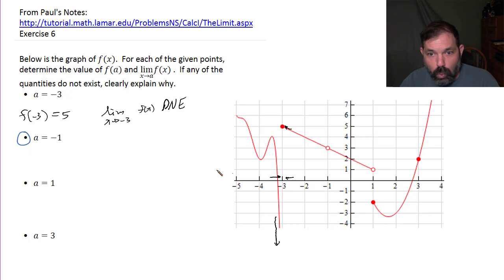All right, if a is -1, then f of -1, let's see. If my input is -1, there is no solid point for me to go to. So what we would say is f of -1 is undefined. The function is not defined when the input is -1. Now the limit is defined. The limit as x approaches -1 of the function. As I get close to -1 on the left and the right, the outputs get closer and closer to 3.